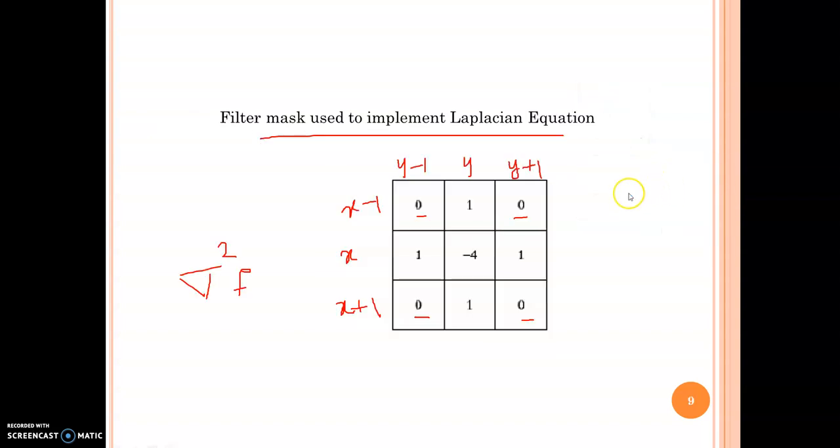Just see one property of this mask. If I sum all the elements of this mask, what will be my value? I will be having a minus 4, 1, 1, 1, 1. That is minus 4 plus 4. Remaining are 0. So if I sum all the elements of this mask, my value will be 0. That is a property of the mask. If I apply this mask to a uniform region, there will not be any change. It will not get affected. That is, the sum of this mask should be 0.